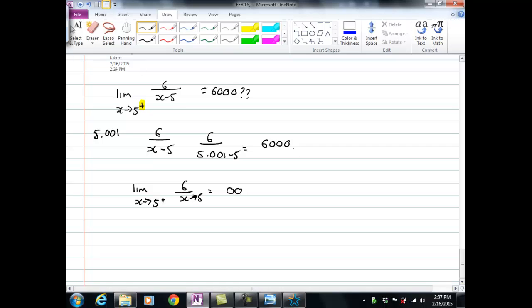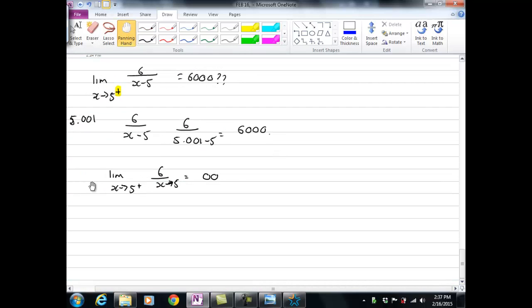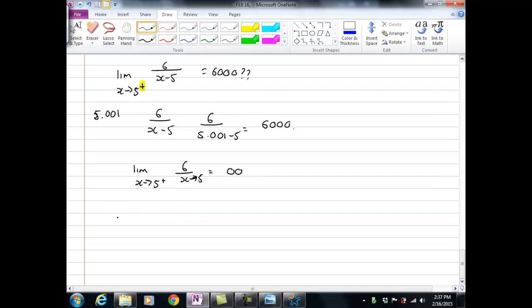Now, there's one more trick. Go ahead, good question. What if I give you this? The limit as x approaches 5 from the left of 6 over x minus 5. It's the same thing. Is it going to be negative infinity? Notice left side and right side are not the same anymore. Therefore, there's no limit for it. This one, you can't have a limit.